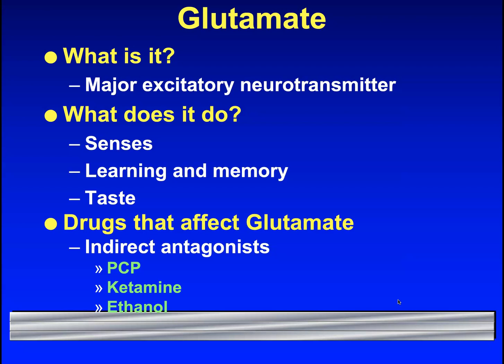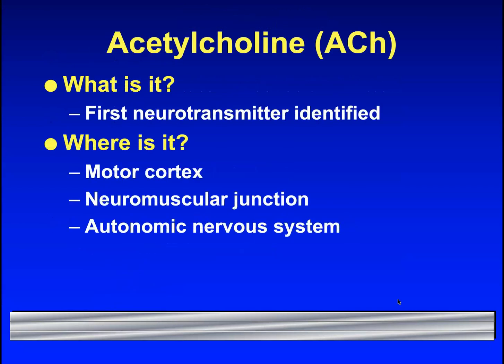Some drugs that affect glutamate, if you've heard of PCP, it used to be called angel dust. Ketamine. Ketamine is a very interesting drug. It used to be a rave drug, but it's now approved for getting somebody off of a bad depression. It works rather fast. And ethanol, alcohol, also affects glutamate.